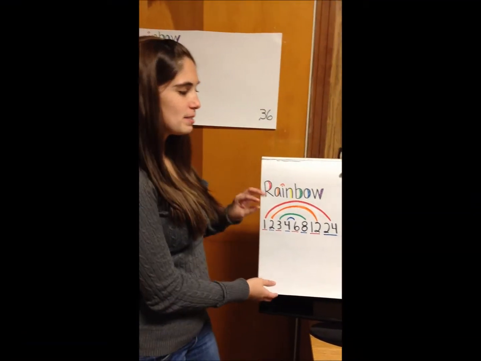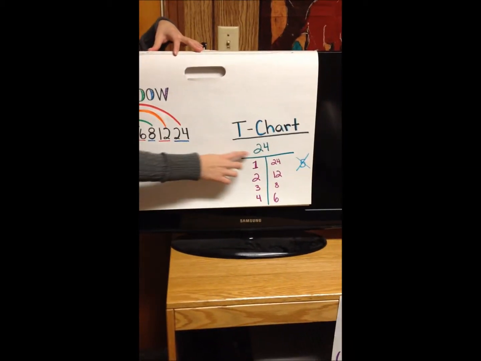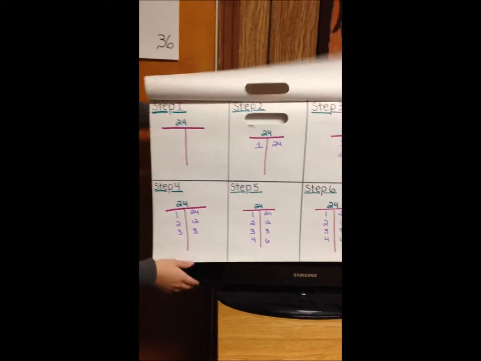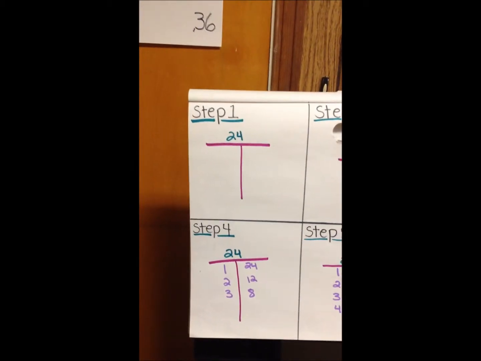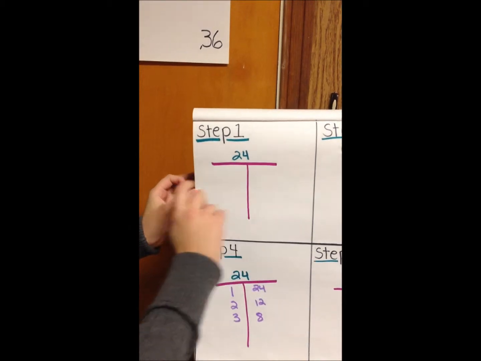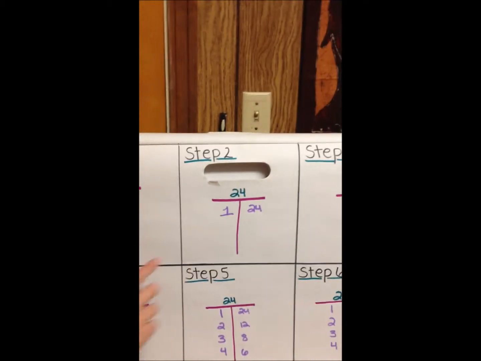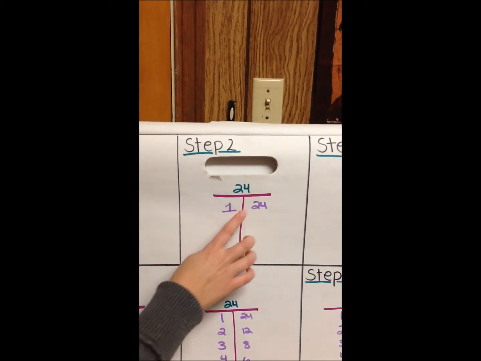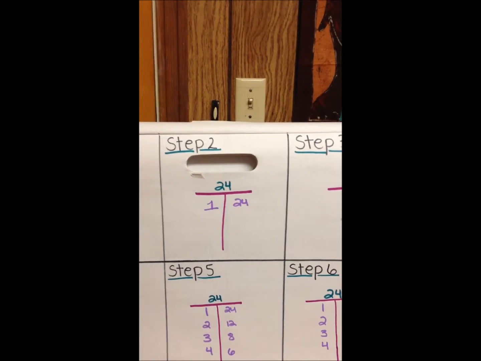Alright, so here we have two completed examples of the rainbow and the T-chart model using the number 24. Okay, so let's start with the T-chart model. First, you're going to draw your T and write the number that you're factoring at the top. Okay, so does 1 factor into 24? Yes, because 1 times 24 equals 24.